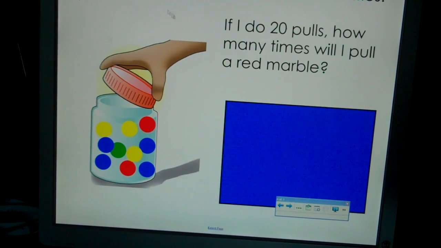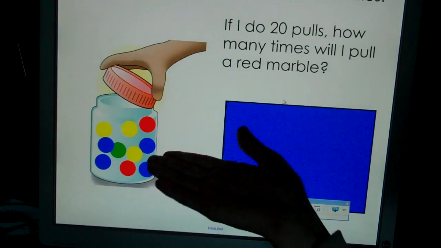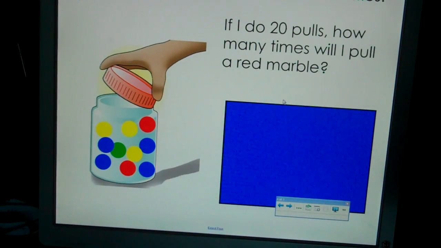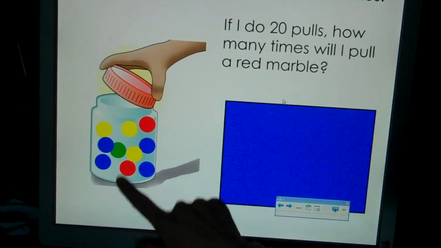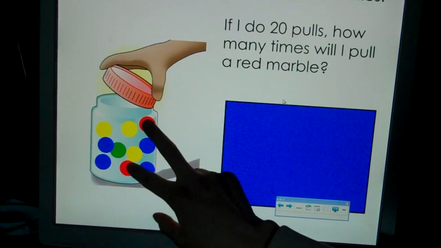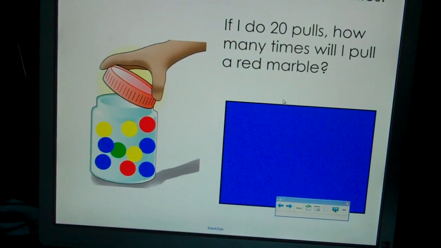All right, making predictions with our probabilities. If I do 20 pulls, how many times will I pull a red marble? Again, I just gave you the jar of marbles. Is this theoretical or experimental? It's theoretical. And if I did 20 pulls, what was the probability of my red marble? It was 2 out of 10, or 1 out of 5 for our simplifiers.